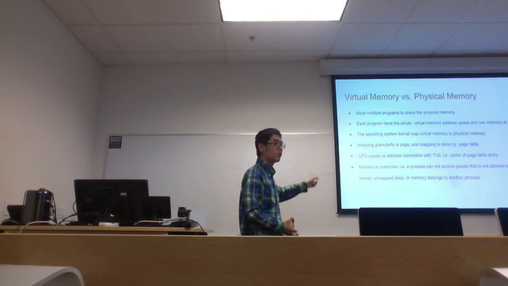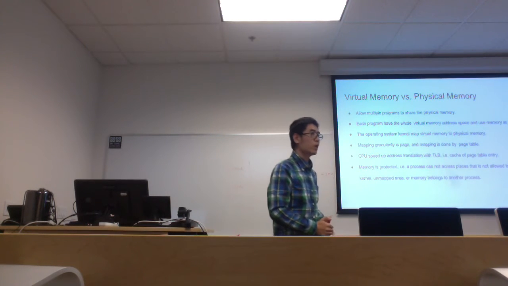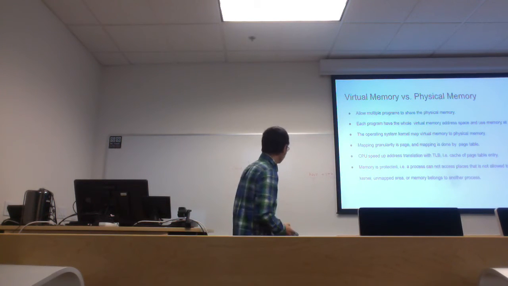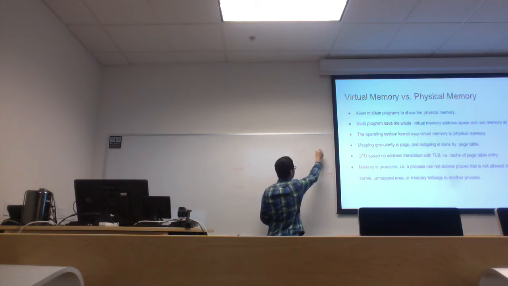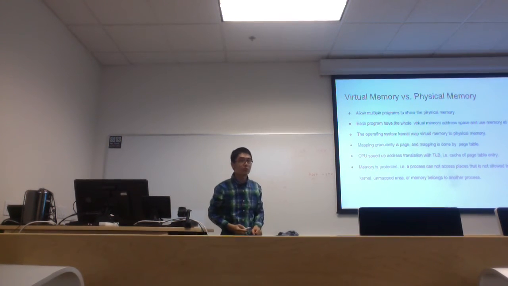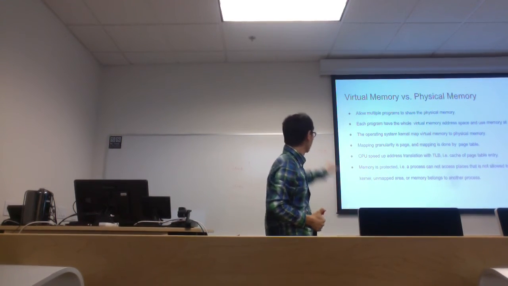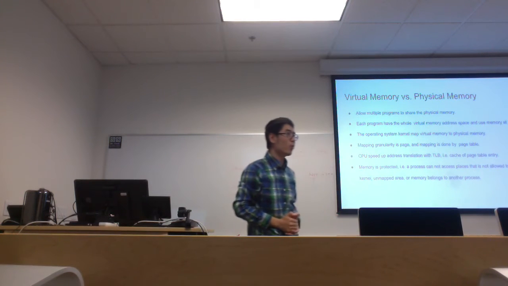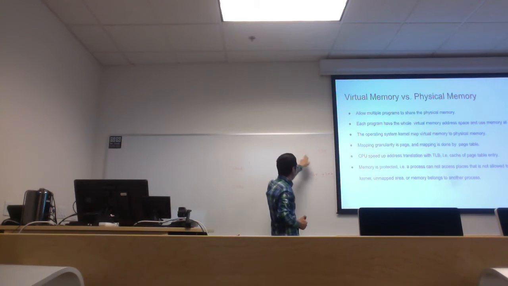Now you have pages, and the translation entries are much more numerous than a few segments, right? Consider I have 4 GB of virtual memory address space, and each page is 4 KB. How many translations do I need to maintain at most? So 4 GB divided by 4 KB is roughly 1 million translations. Each translation translates 1 virtual page to 1 physical page.